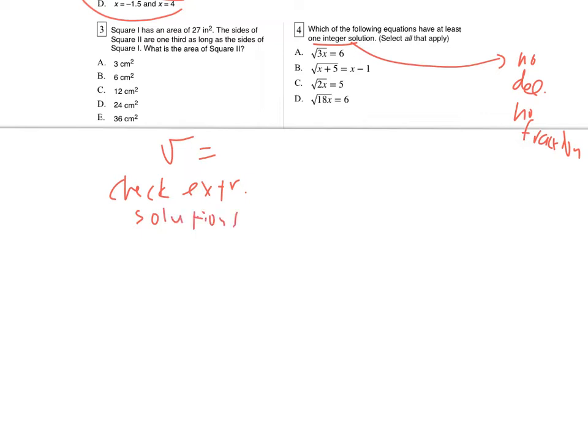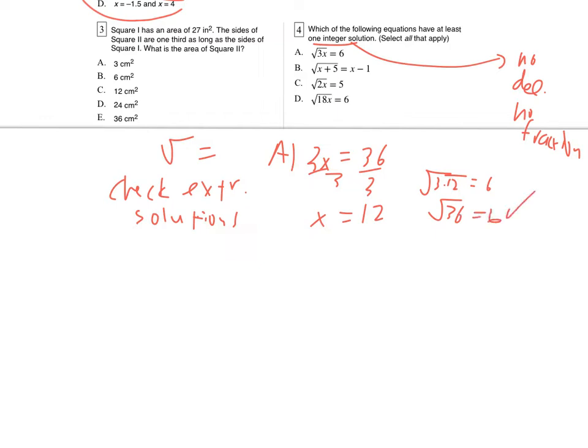Okay, so I don't think there's any other way to do this other than just solve them. So if I do option A, I would just start off by squaring both sides. So that gives me 3x equals 36. And then we'll divide by 3. So x is 12. Now that is an integer solution. And if I plug it back in to check, it would be radical 3 times 12 equals 6. So radical 36 equals 6, which is certainly true. And so I'm going to say A is a correct answer to this question.